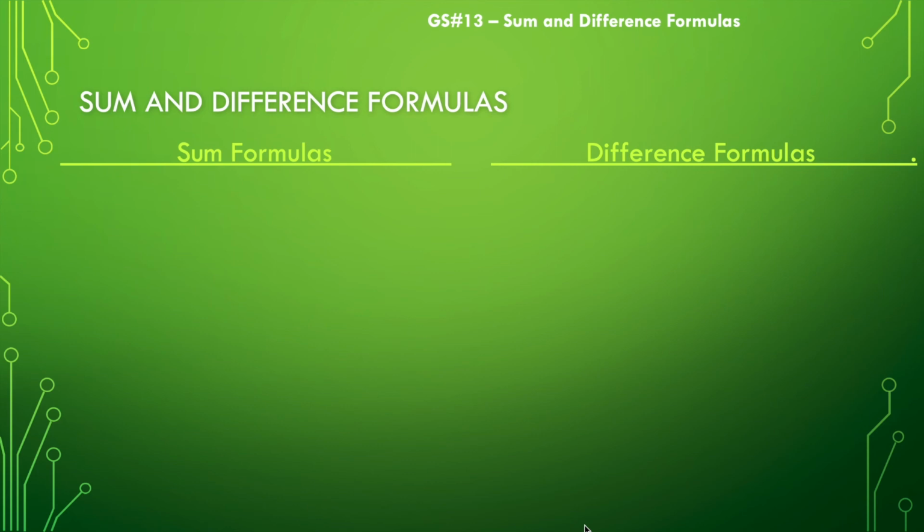We will see that the sum formulas and difference formulas are similar, but they will differ in terms of their signs, S-I-G-N-S. Okay, so let's look at the sum formula. If you have the sine of a sum of two angle measures, then we can calculate that by the sine of the first angle measure times the cosine of the second angle measure plus the cosine of the first angle measure times the sine of the second angle measure.